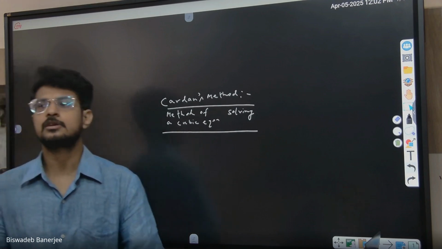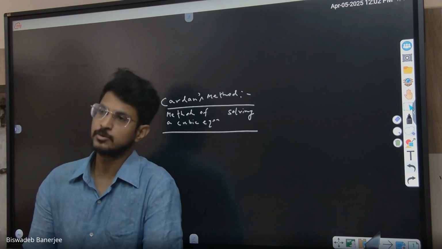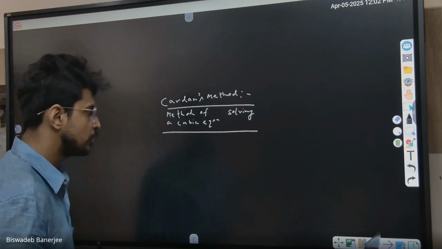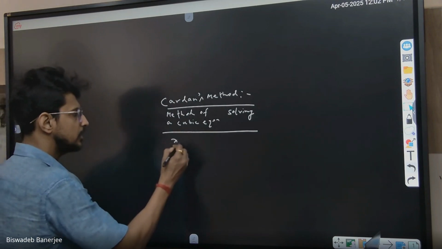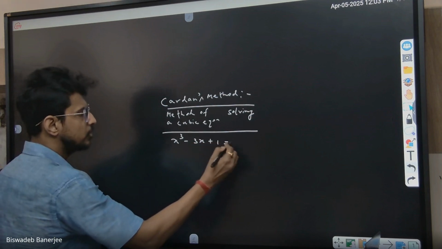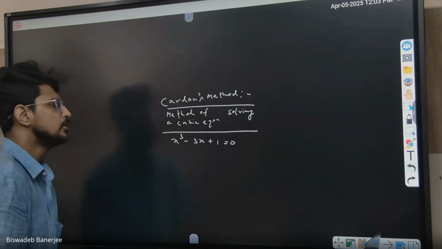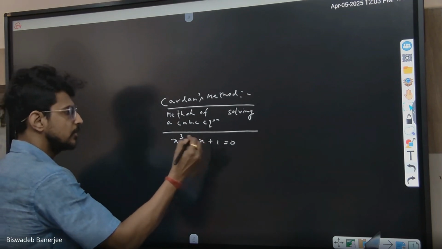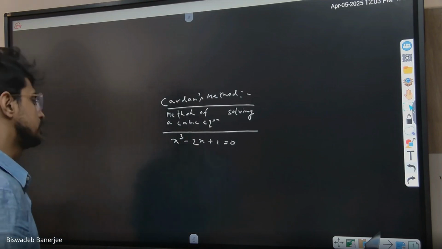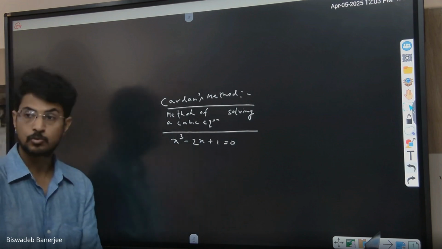Basically, in class 8 we have done the vanishing method, okay? In class 8, class 9, we have done the vanishing method. Vanishing method is what? Say we are given an equation like this, say x cube minus 3x plus 1 equal to 0. And like them, okay. Say x cube minus 2x plus 1 equal to 0. So how can we solve this equation?